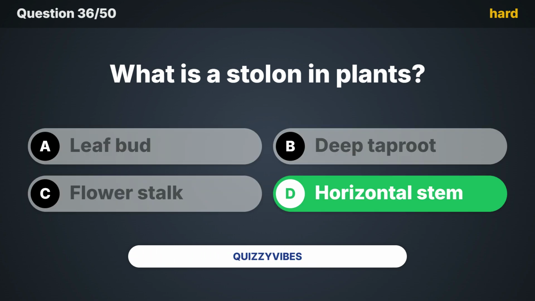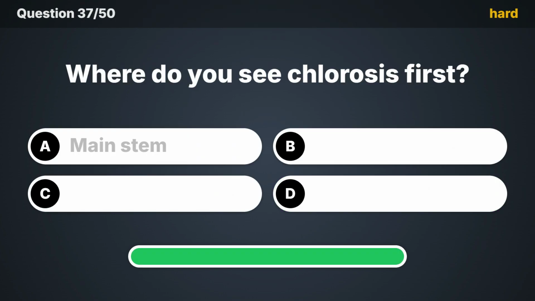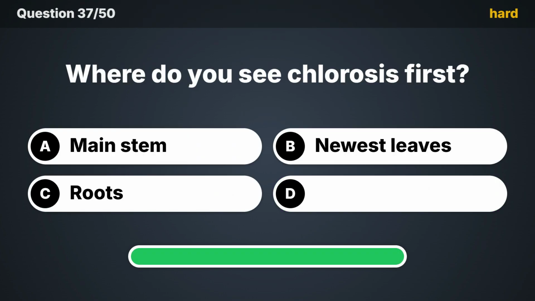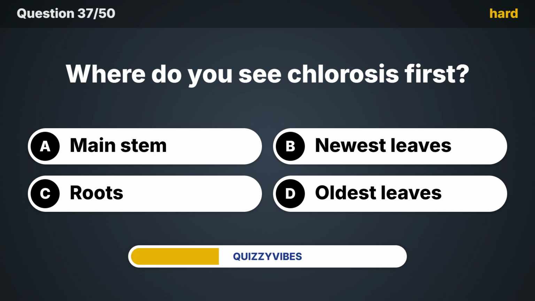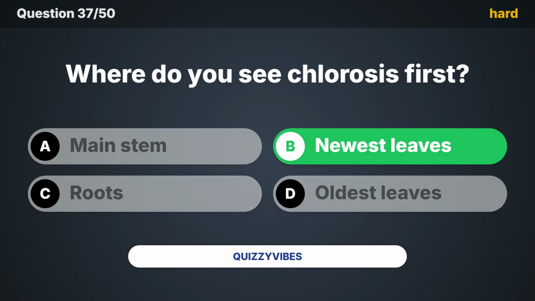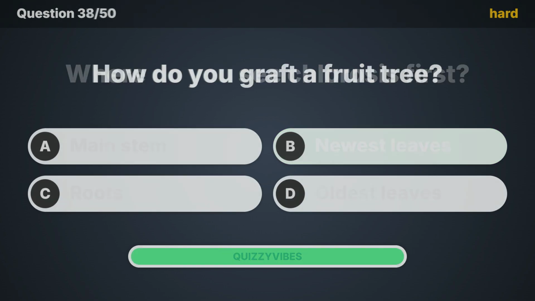The answer is horizontal stem. Where do you see chlorosis first? The correct choice is newest leaves. How do you graft a fruit tree?